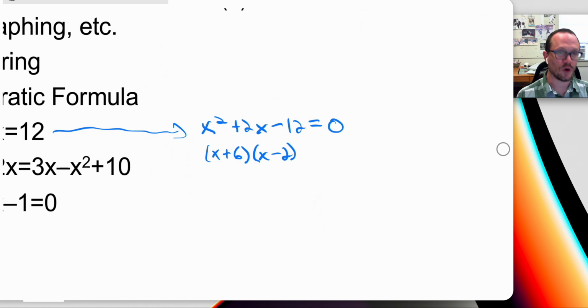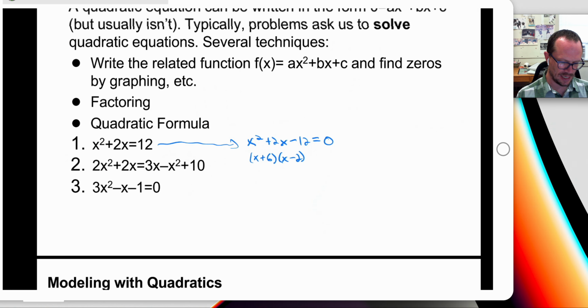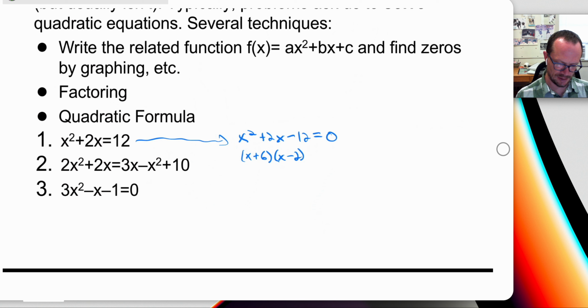Whoa, this was a poorly planned problem. I did not plan this problem well enough. Let's leave it in. I don't want to lose Howie. So I meant to write 4x here, and for this to be a 4. Whoops. The product of the 6 and the negative 2 is negative 12. The sum of 6 and negative 2 is 4.